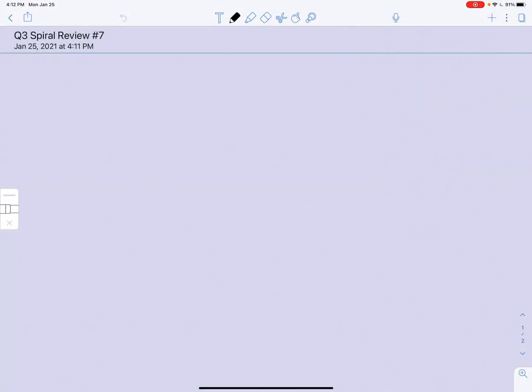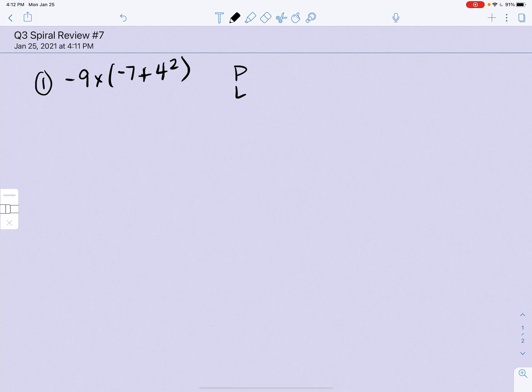Okay, we are doing spiral review number 7, starting with question number 1, which says -9 times the quantity -7 plus 4 squared. Okay, so I have to start with what's inside of the parentheses. But I can't really do that until after I have done the exponent. So the first step I'm going to do is this one, which means 4 times 4, 4 squared is 16. I'm going to bring down the rest of the numbers and operations.